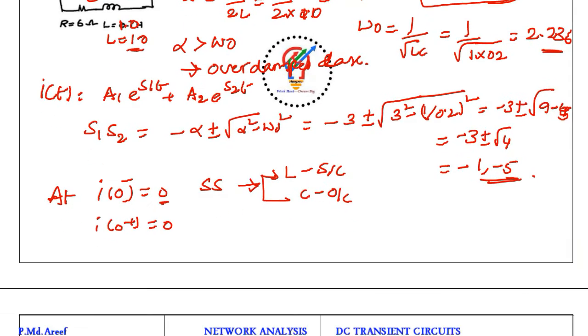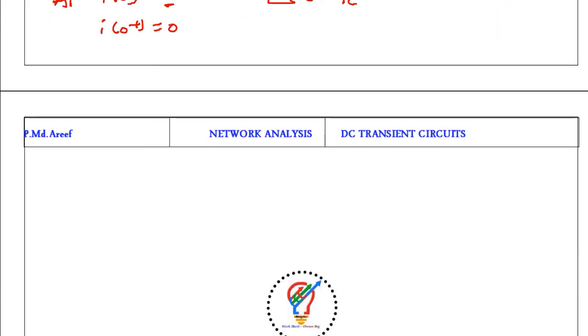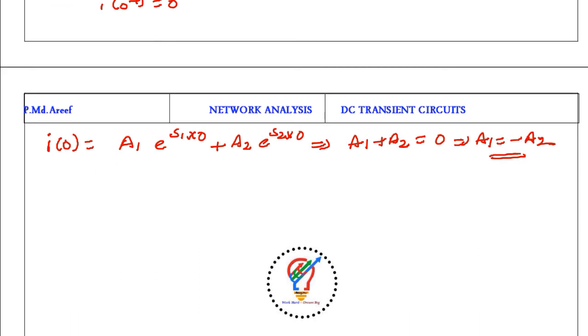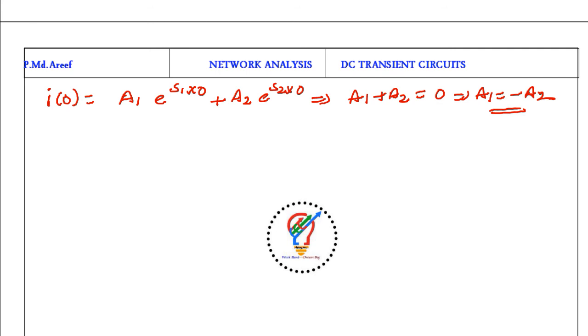By taking this equation, first of all, i of 0 is equal to A1 e power s1 into 0 plus A2 e power s2 into 0. That implies A1 plus A2 is equal to 0. Okay, this is the first case. That implies the constant A1 is equal to minus A2. So remember this. Next, I will take another equation, di of 0 by dt.